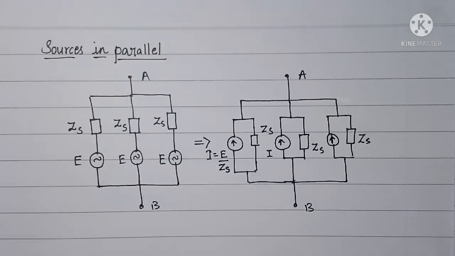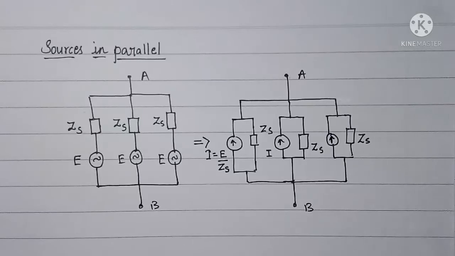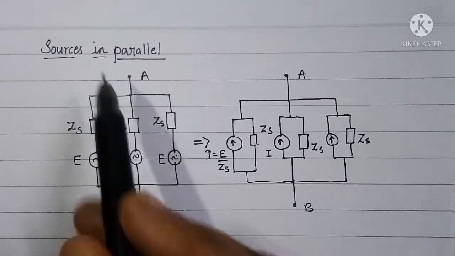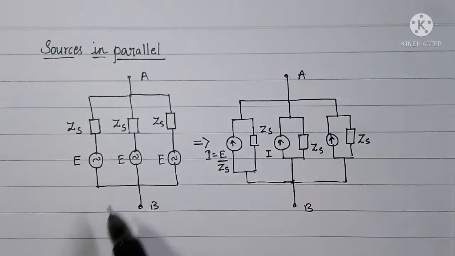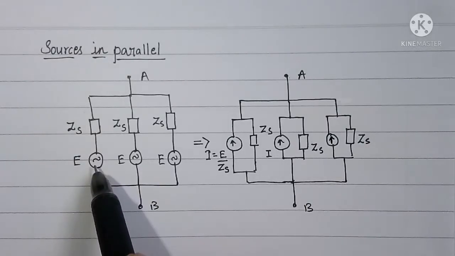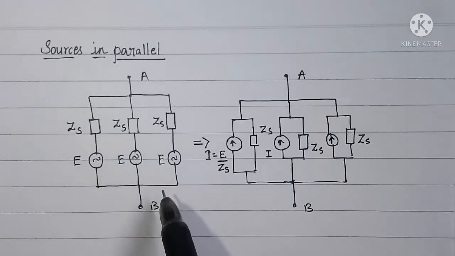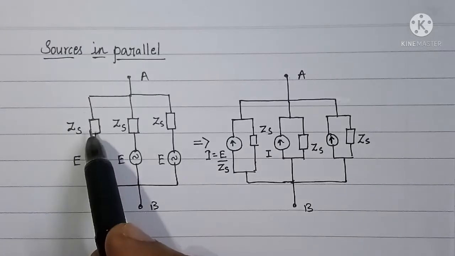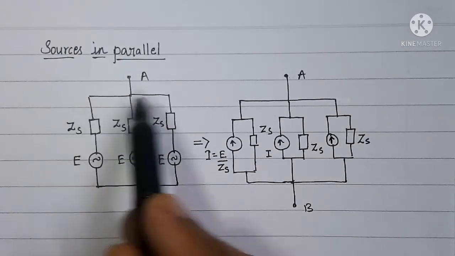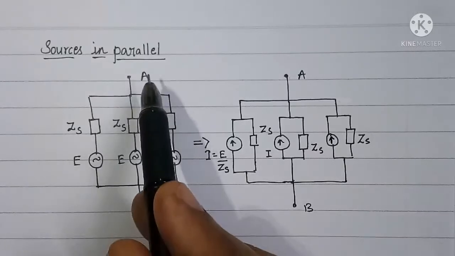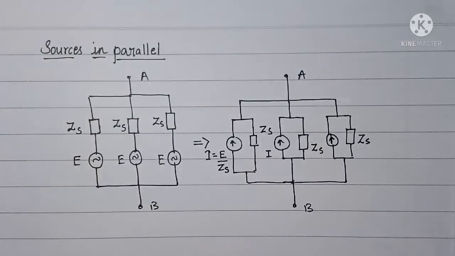But before that, we need to recap some of the circuit analysis concepts. Now here you can see sources in parallel. 3 EMF sources, each having internal impedance of ZS, are connected in parallel between terminal A and B.